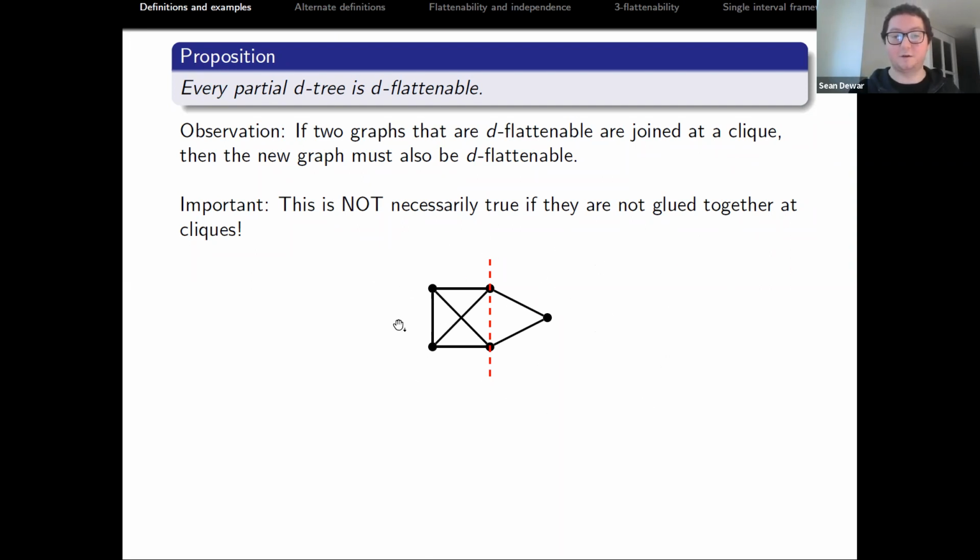This is not 2-flattenable, but you can see that this half of the graph is 2-flattenable, and this half of the graph is also 2-flattenable. So we've taken two 2-flattenable graphs, glued them together at two vertices, and we've got something that's not 2-flattenable.